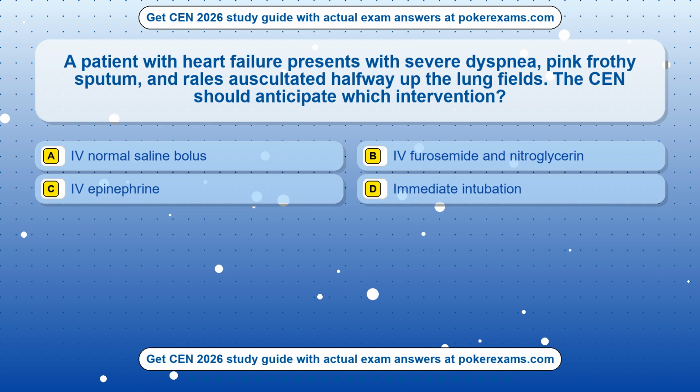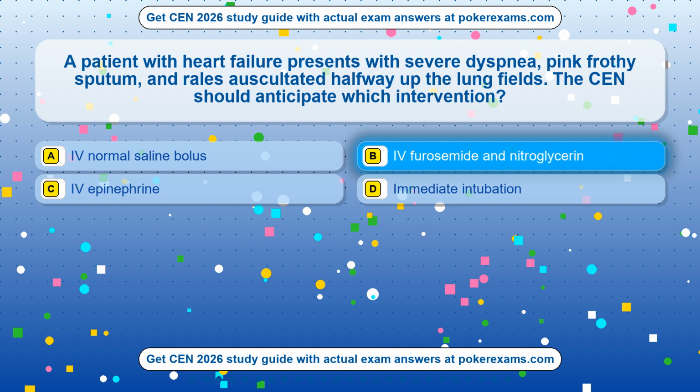Question 6. A patient with heart failure presents with severe dyspnea, pink frothy sputum, and rales auscultated halfway up the lung fields. The CEN should anticipate which intervention? Option A, normal saline bolus. Option B, furosemide and nitroglycerin. Option C, epinephrine. Option D, immediate intubation. The correct answer is option B.